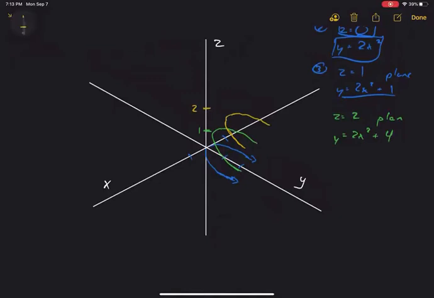So I've got my cross sections, and maybe that's enough to extrapolate what's going to happen. As I move up the z-axis, I'm going to have more parabolas, but they're going to get farther and farther away from the z-axis. So maybe my next parabola would be like here, and so on. It looks like I have these parabolas going outward like that.